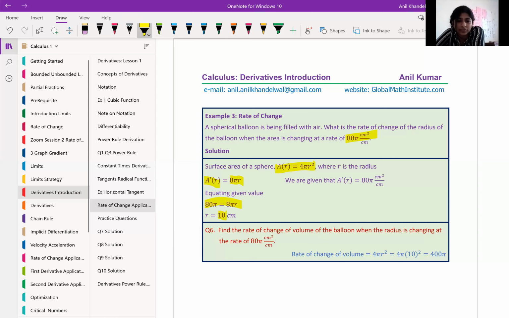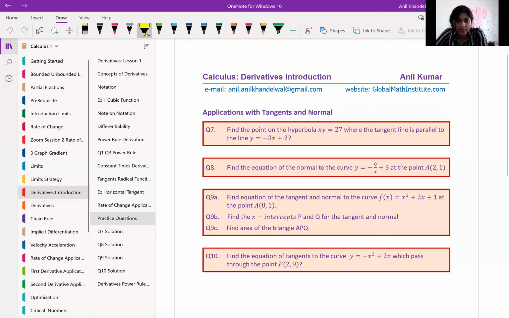Done. Take a picture of this page and read question number 6. Find the rate of change of volume of the balloon when the radius is changing at the rate of 80 pi centimeter squared per centimeter. So this is the question you have to do. Take a picture and then we'll get to the last question. The last question here is your homework. So take a picture of this also.